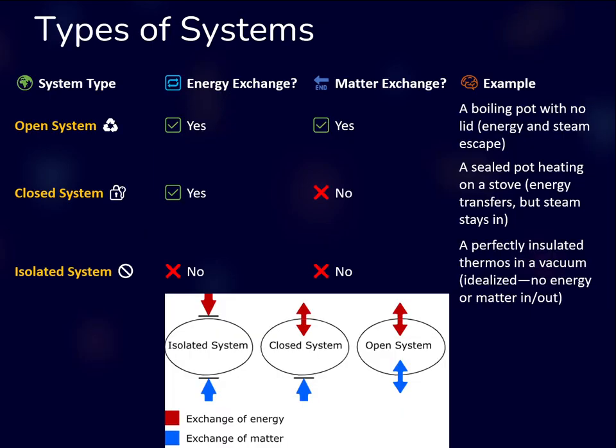To fully understand how energy moves, we also need to understand the types of systems that exist in our physical world. First, we have open systems. Open systems can exchange both energy and matter with their surroundings. Closed systems can exchange energy, but not matter. And in isolated systems, there is no exchange, either of energy or matter.